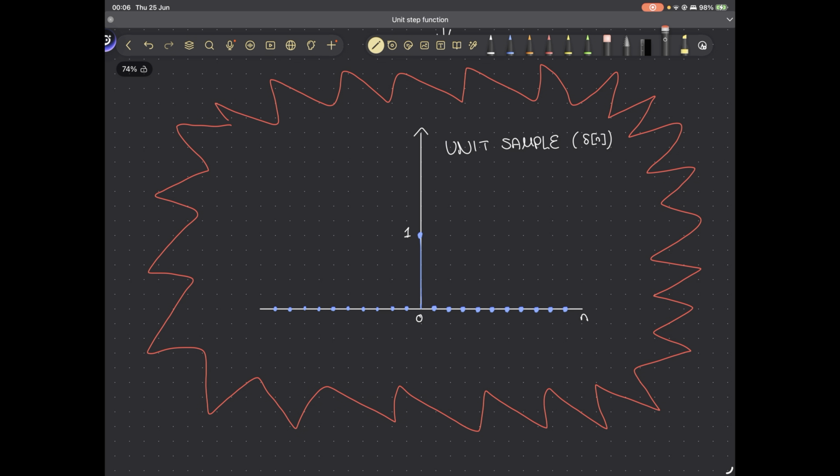So I could add every value from minus infinity up to, let's say, minus 1, and it would still be 0. The moment I cross that threshold, when I include n equal to 0, we are now introducing the spike. And so the summation from minus infinity up to 0 would now be equal to 1.